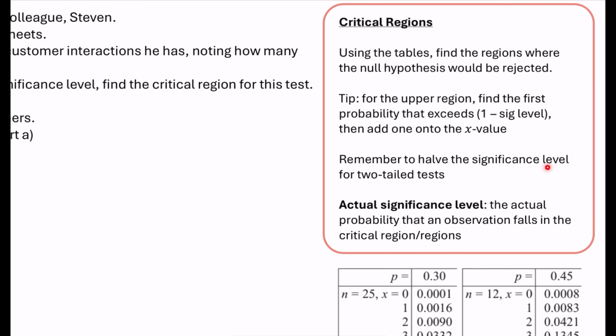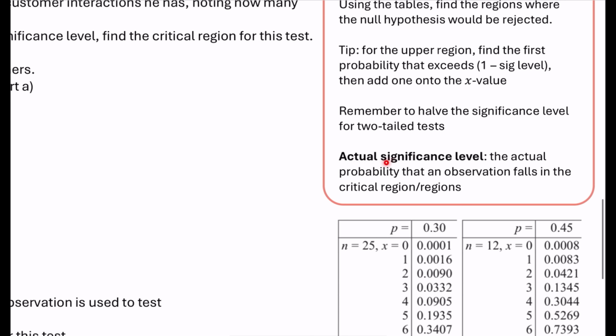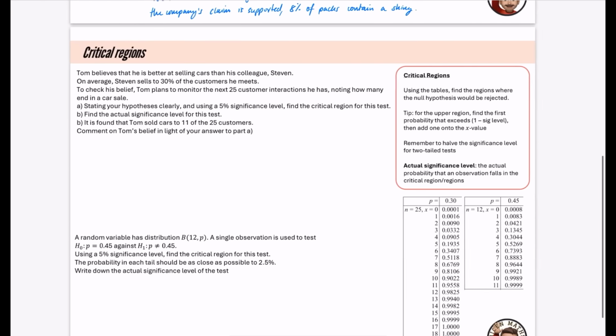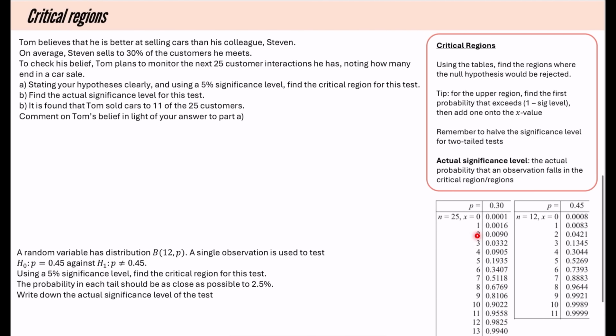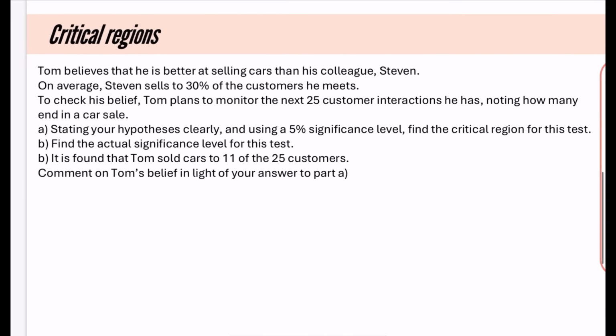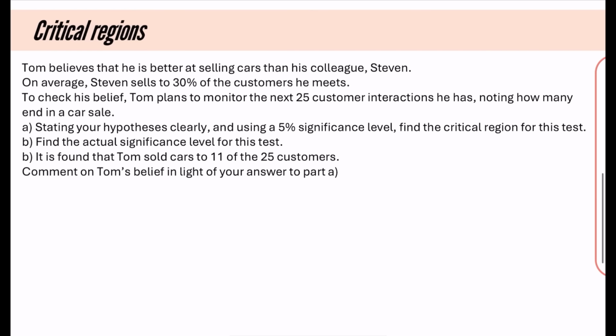Remember, you have to halve the significance level for two-tailed tests, and if it ever asks you about the actual significance level, this is the actual probability that an observation falls in the critical region or critical regions. And again, that will become clearer in the questions that we look at. I've provided these because we'll be using this one for the first question and this one for the second question. They're just the probability tables that you get in the formula booklet.